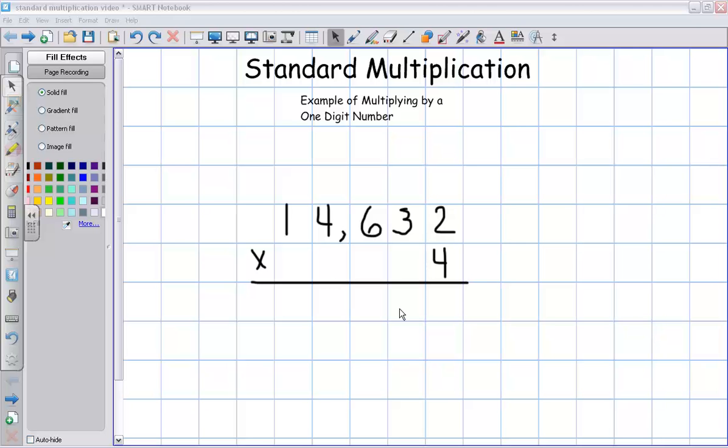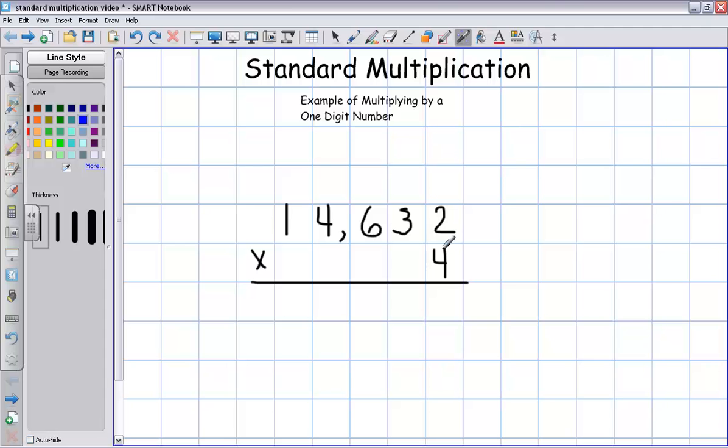Hi guys, this video is to help us understand how to use standard multiplication to help us solve a multiplication problem. Right now we're going to do an example using standard multiplication to solve a multiplication problem multiplying by a one-digit number. So I'm going to take 14,632 and I'm going to multiply that by 4.